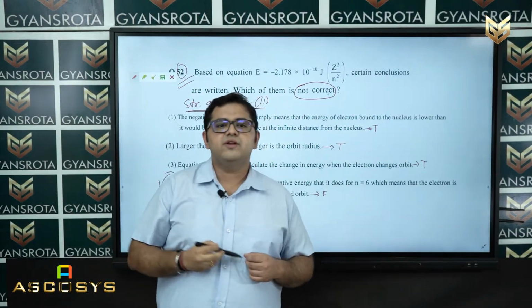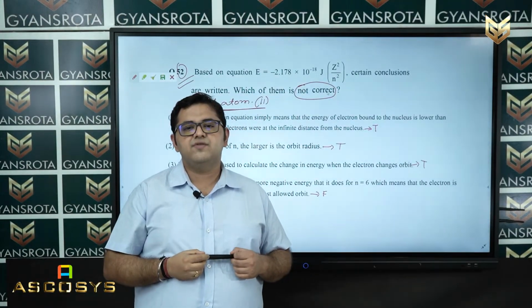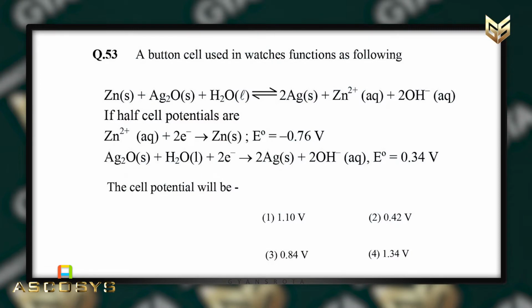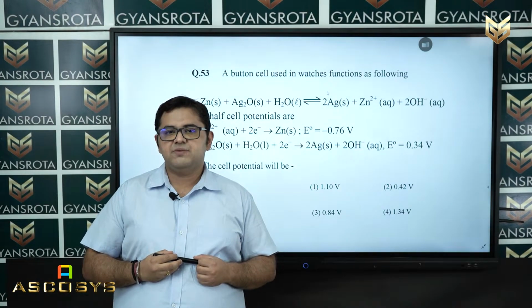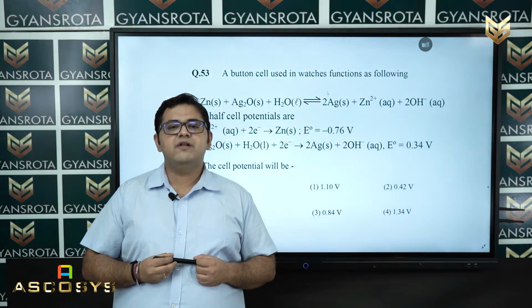So, now we are moving to another question, that is question number 53. Question number 53 is on your screen. A button cell used in watches functions as follows, they have given this reaction. If the half cell potentials are, they have also given the half cell potentials, and they ask you what the cell potential will be. This question comes from the electrochemistry chapter of your class 12 NCERT.